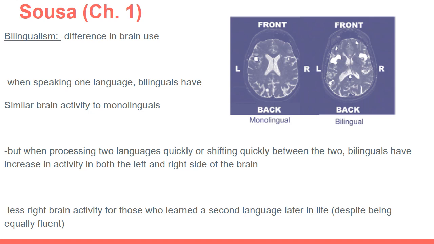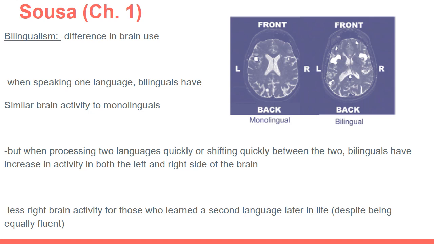Sousa shows that for bilingualism, there's different types of brain patterns that are used. So if you look at the scan, bilinguals use different parts of their brain to learn language. And they also have quicker or faster processing patterns. So they're able to process language more quickly from both sides of their brain.